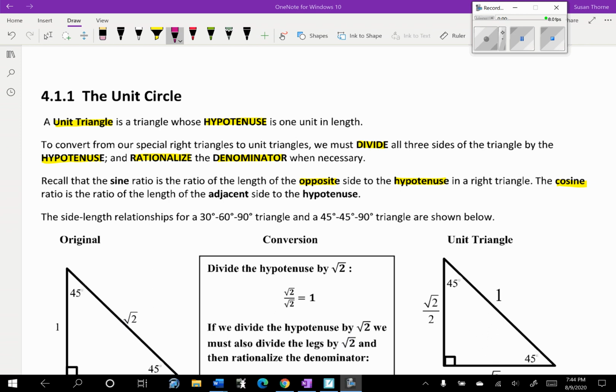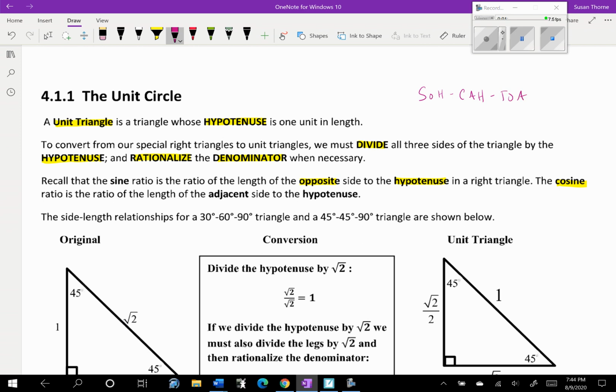Recall that sine ratio is the ratio of the length of the opposite side to the hypotenuse in a right triangle. The cosine ratio is the length of the adjacent side to the hypotenuse. So remember, we have our SOHCAHTOA.